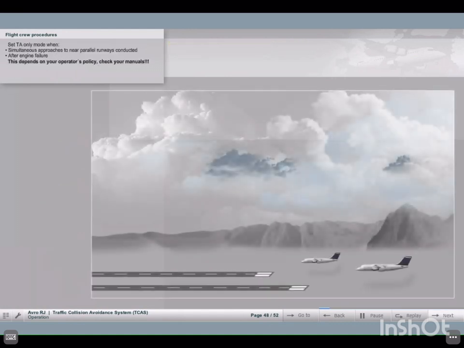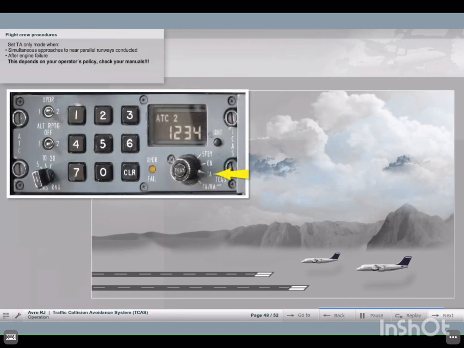To prevent unwanted RAs when simultaneous approaches to parallel runways are conducted, or after an engine failure, some operators instruct their pilots to switch Tcas to TA-only mode. Again, please check your manuals.